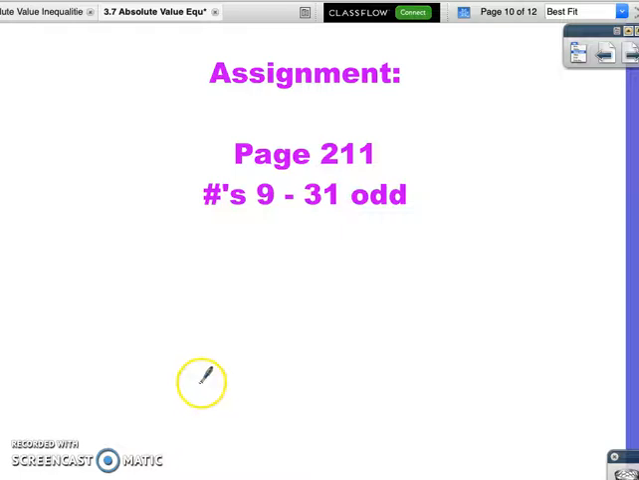All right, your homework, page 211, 9 through 31, odd. This is going to be day 1.